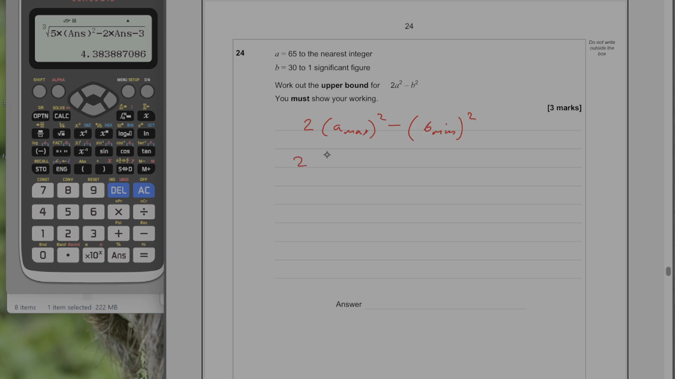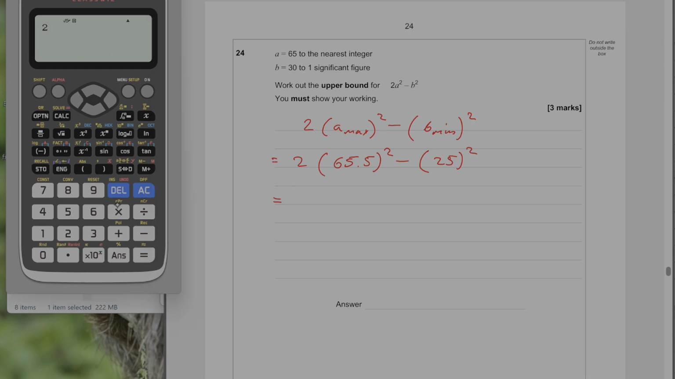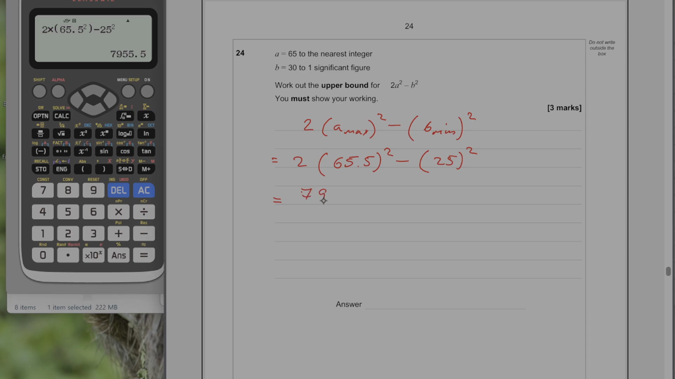So that's going to be 2 times, to the nearest integer, the maximum that A could be would be 65.5 squared, minus the minimum that B could be, which would be 25 squared. Okay, so we're looking at 2 times 65.5 squared, don't really need the brackets there, minus 25 squared. So that is 7955.5.